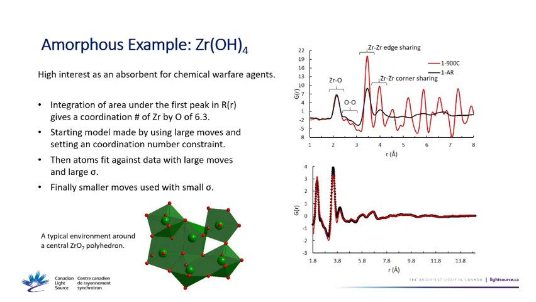Then I made a large box, and I used an average coordination constraint and just moved the atoms around without even fitting to the data, just to create a model that had this coordination number that I got from integrating the peak. And then I fit atoms against it. First, I had a large sigma so that it let a lot of bad moves be accepted, and also large moves so that it could readjust because it was a pretty bad starting model. Once it became close, I ran it again with smaller moves and smaller sigma until I eventually got a good fit.